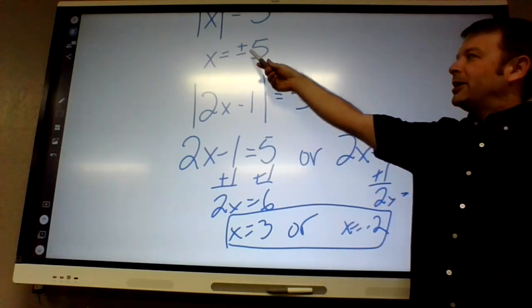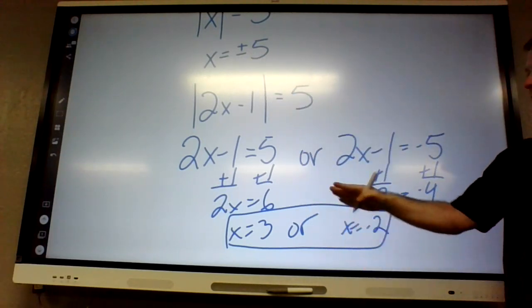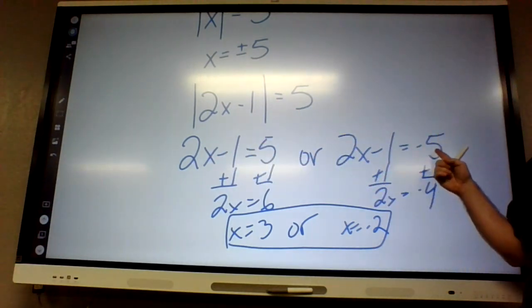So it's not always going to be plus or minus. That could happen, but do you guys get it? So this is really the key step right here. It equals this number or its opposite.